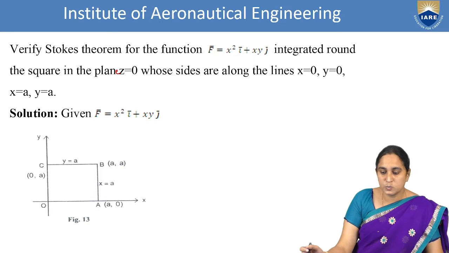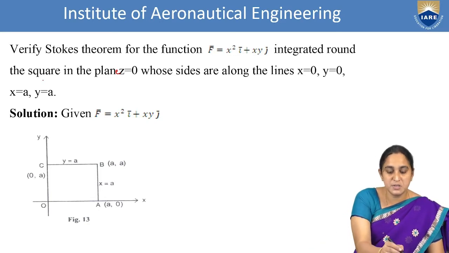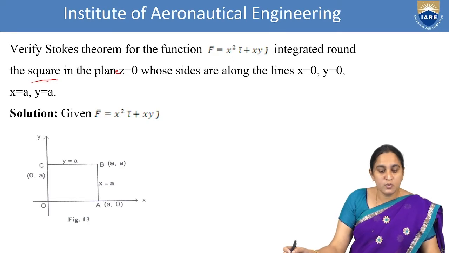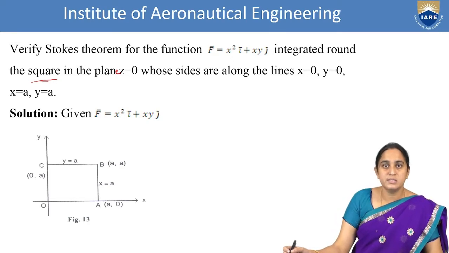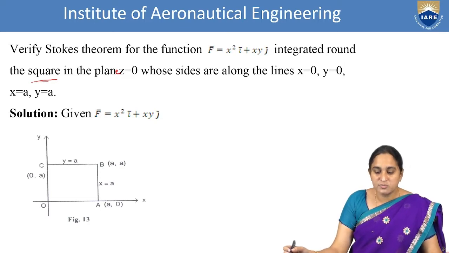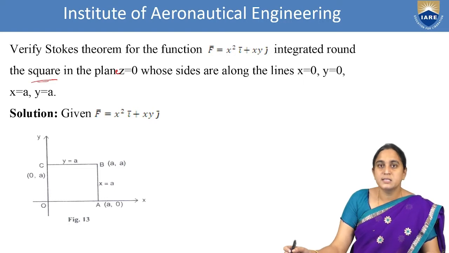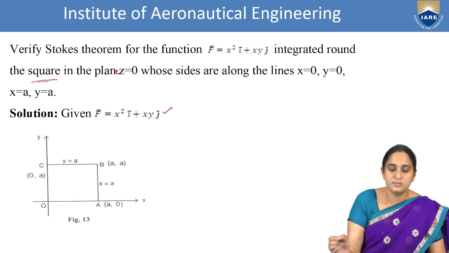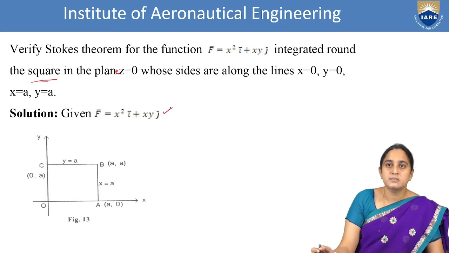Here the curve is integrated around the square in the plane z is equal to 0. What are the sides for this square? x is 0, y is 0, x is equal to a and y is equal to a. Then for the given question, f bar is x square i bar plus xy j bar.